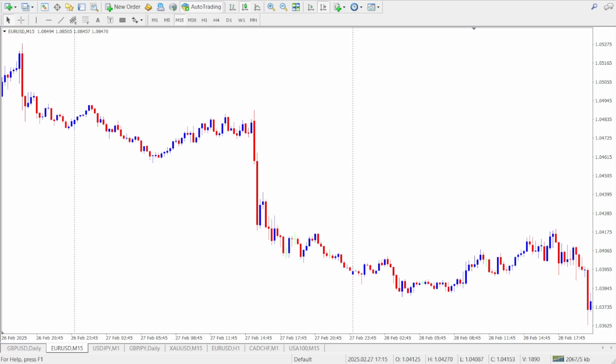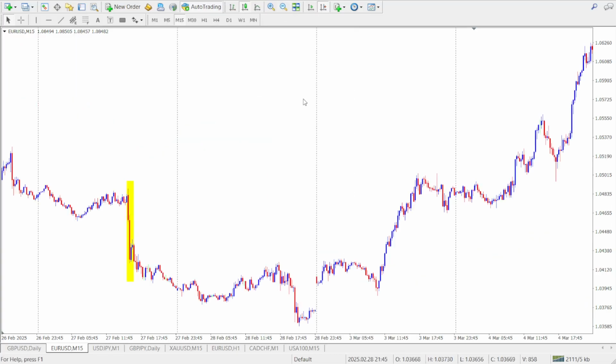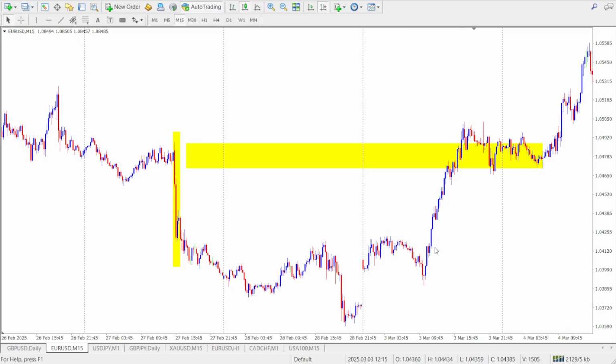So think of it like a sudden surge in demand or supply, and that pushes price aggressively in one direction. When this happens, price often revisits these imbalance areas later to fill in the liquidity gaps. So how do we actually spot these imbalances on a chart? Let us go over that now.